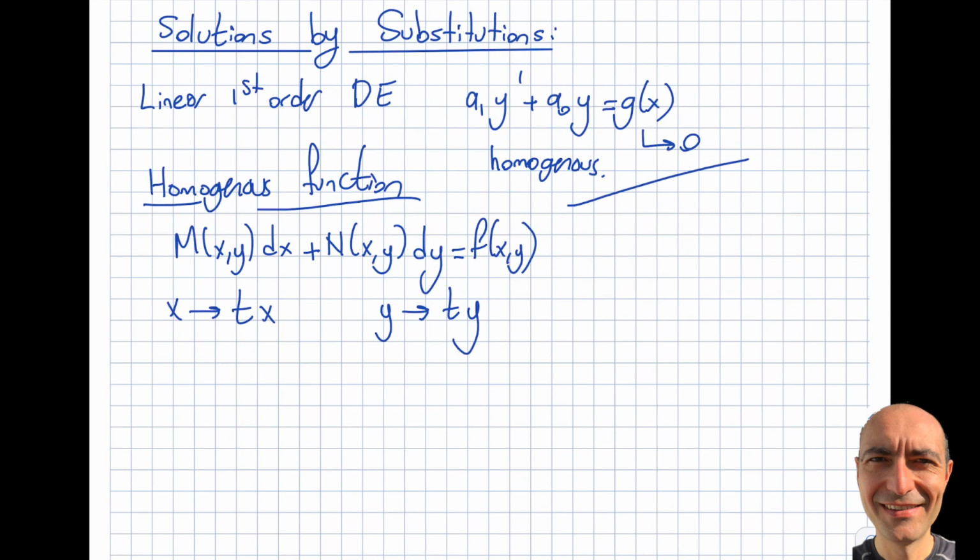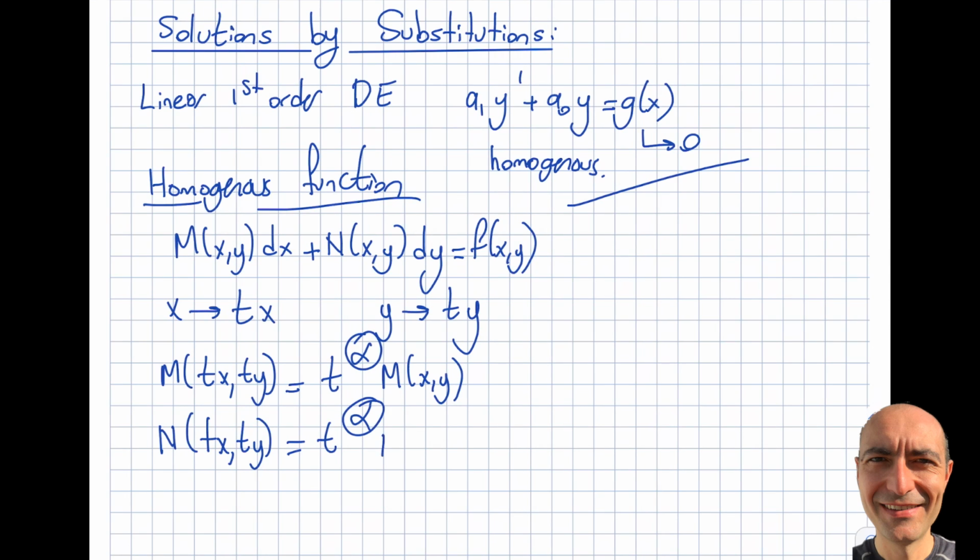Then what happens in here is, M(tx, ty) will be t to the power of alpha, that is the highest order, M(x, y), and N(tx, ty) will be equal to t to the alpha. Note that this is the same. This is important. N(x, y). If these alphas are the same, it doesn't have to be. One can be fifth order, the other one can be seventh order, right? But I'm saying that they are the same. If they are the same, this is called a homogeneous function, right? This particular function that I'm dealing with will be a homogeneous function.